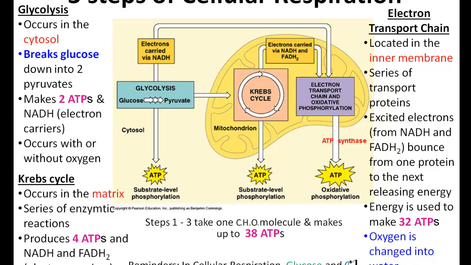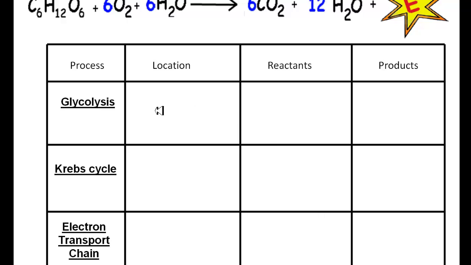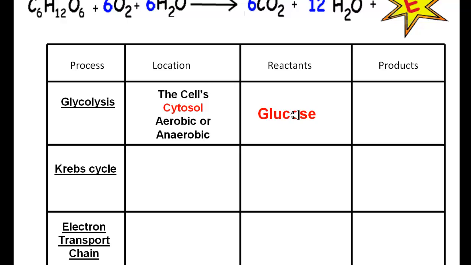Reminders, cellular respiration takes glucose and oxygen as its reactants and produces water, carbon dioxide, and ATP as its products. Same sort of a data table. Here's that stoichiometry, that balanced equation, where we're going to take that plus the 6 oxygens and 6 waters to make 6 carbon dioxides and 12 waters plus up to 38 ATPs. Glycolysis happens in the cytosol, with air or without air, aerobic or anaerobic. What it takes in is glucose, and what it produces is pyruvates, 2 ATPs, and NADH.